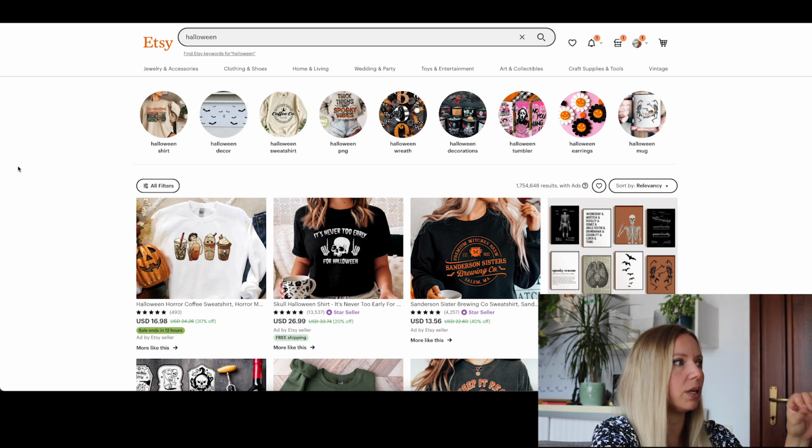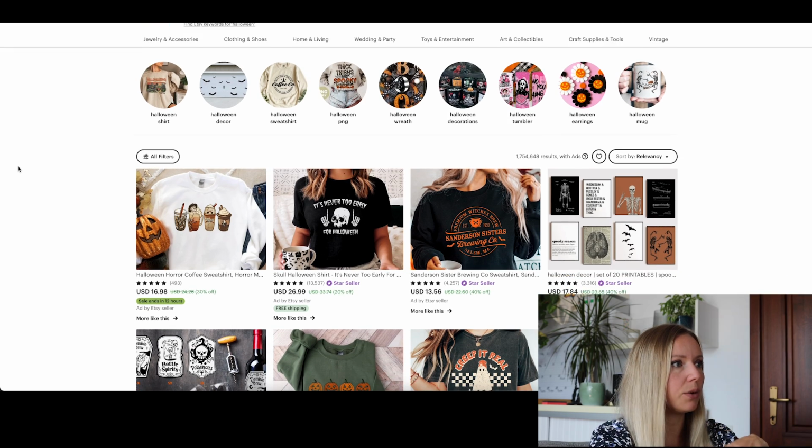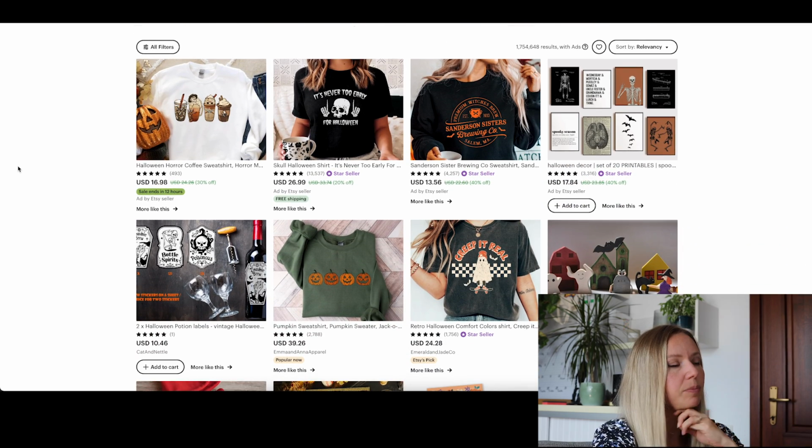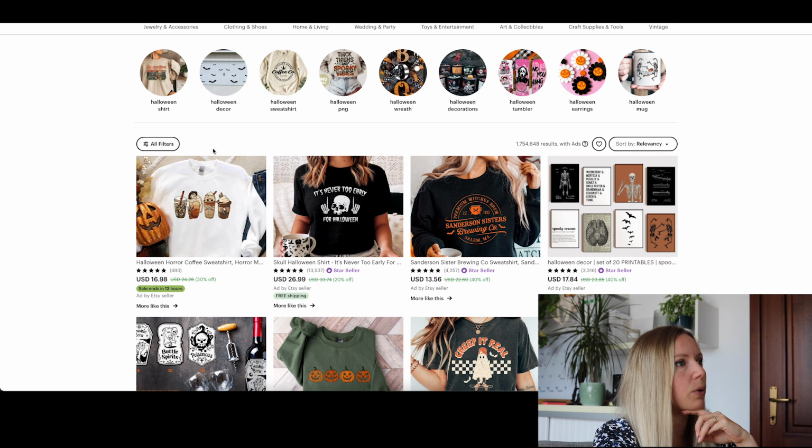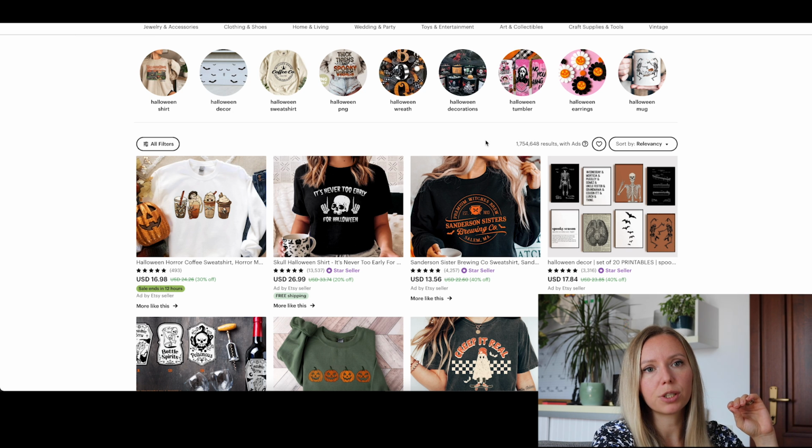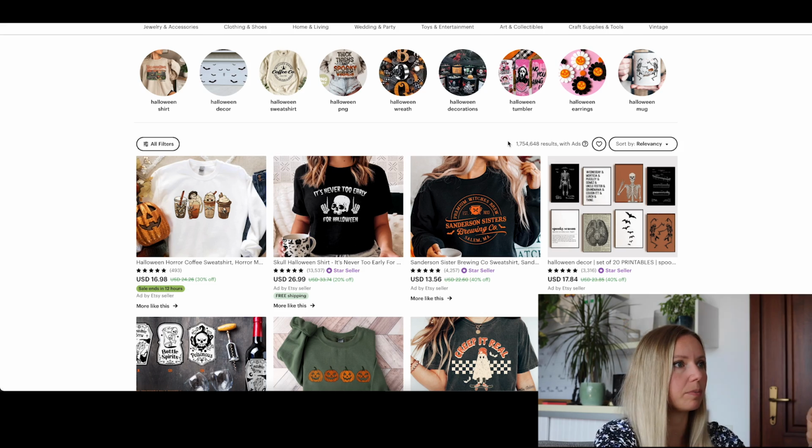Now let's take a look at Etsy and search for a few items, and we will see what will come up, and we will try to find a few ideas that we can create. I will start with Halloween, and let's see what comes up for the Halloween keyword. And here we can see lots of t-shirts. We have almost 2 million search results, which means that people already started shopping for Halloween items.